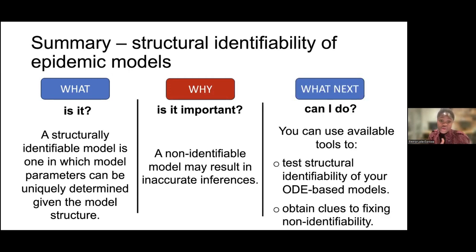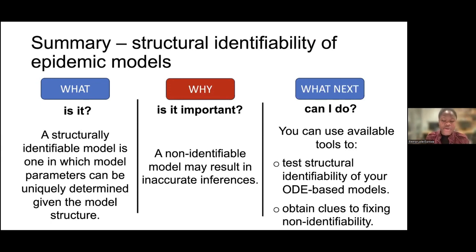And what can you do next as an infectious disease modeler? You could explore those tools. CIAN is web-based, it's free, so you could check that out. You could also check Strike Gold if you're more MATLAB-based. Not only do these tools give results for identifiability of your parameters, they also provide clues for fixing non-identifiability.